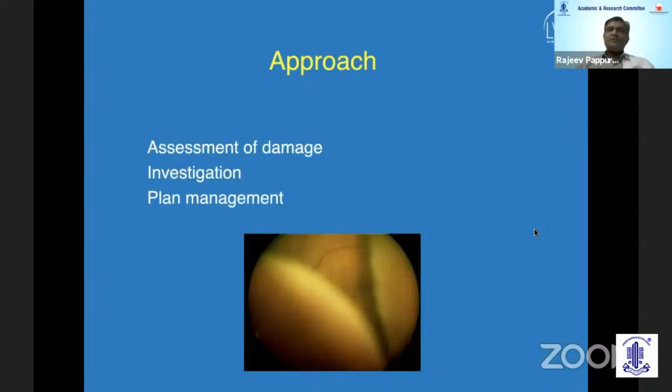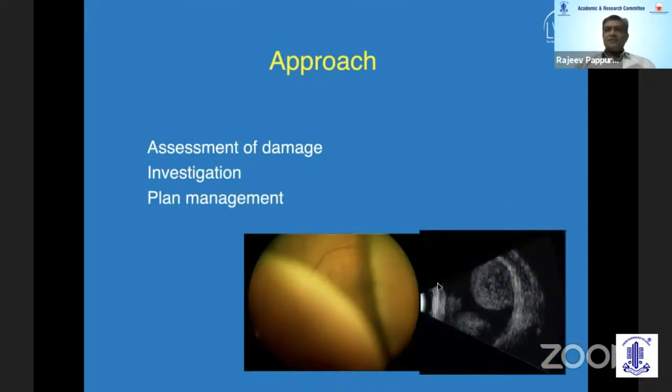So how do we approach any posterior segment trauma? Like any other trauma, assessment of the damage is the first thing we need to look at. Once you have assessed that there is some damage, we need to look at whether there is anything not seen outside, and investigate these patients. Then, once we have done the assessment, we can plan the management. Here is an example of a case with a blunt injury with choroidal mounds. On ultrasound B scan you see a suprachoroidal hemorrhage, a hemorrhagic choroidal detachment.